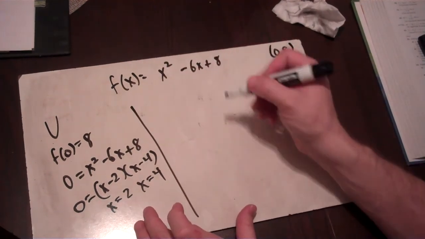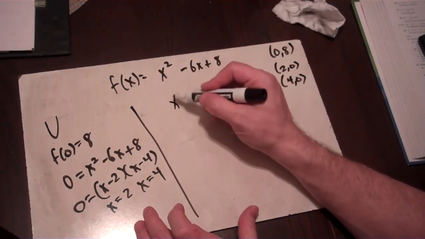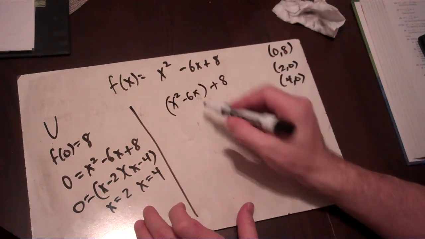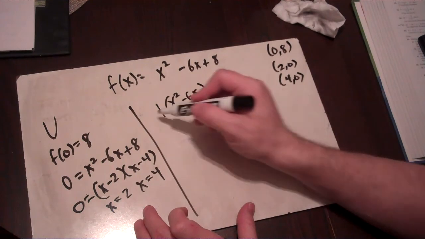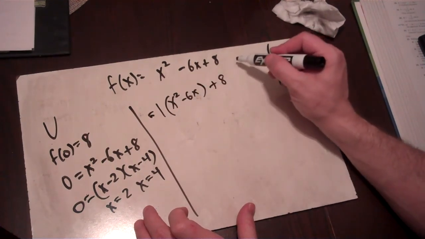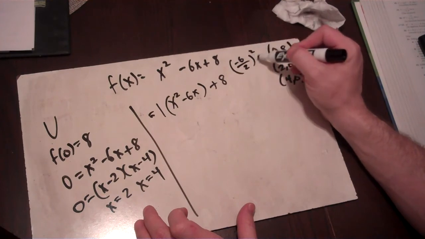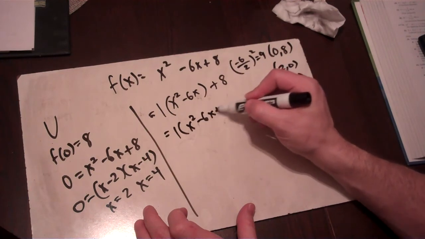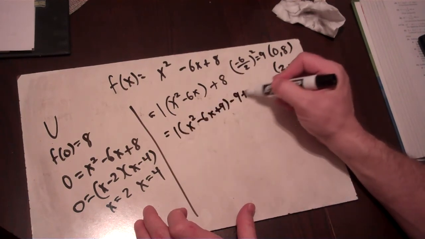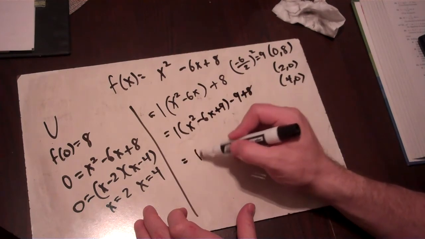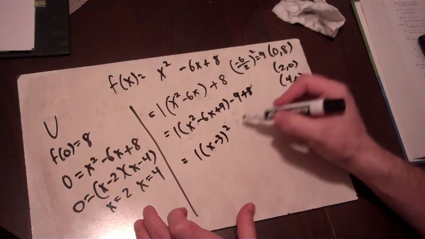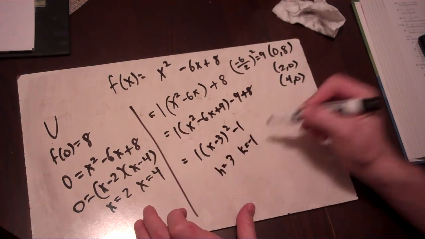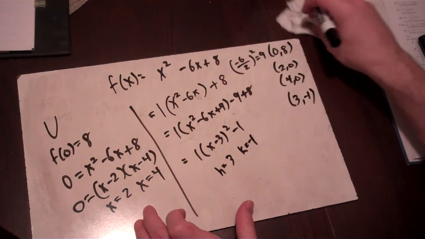For the vertex, I complete the square. So I've got x squared minus 6x. I'm factoring out a 1. So I can even put it there if I want to. And then half of the negative 6 is negative 3, squared is 9. So I'm going to add 9, so this is equal to 1 times x squared minus 6x plus 9. Subtract the 9, plus 8. So I get 1 times x minus 3 squared minus 1. And so this tells me that h is equal to 3, k is equal to negative 1. 3, negative 1 is my vertex.